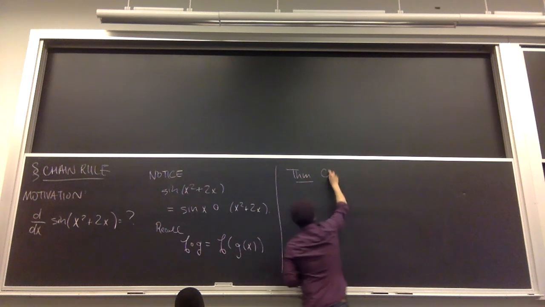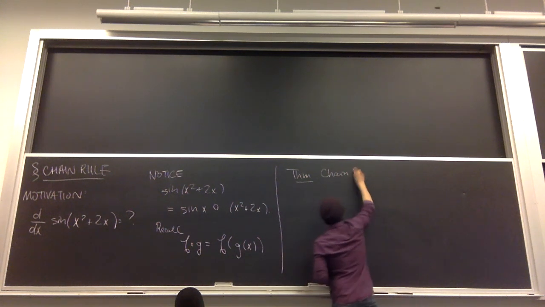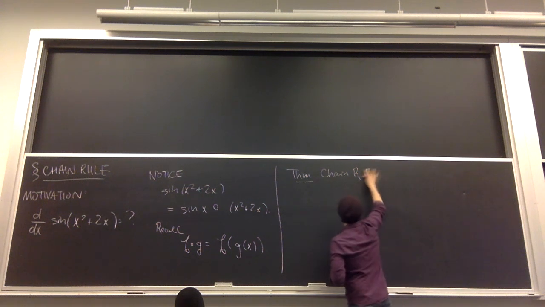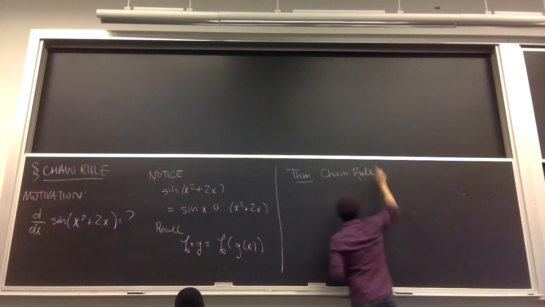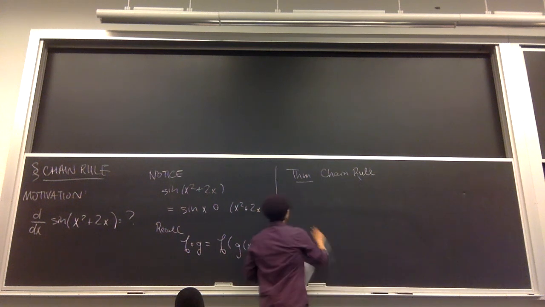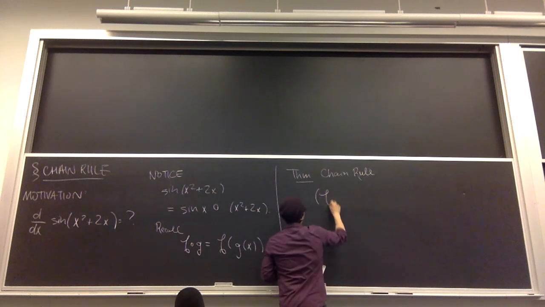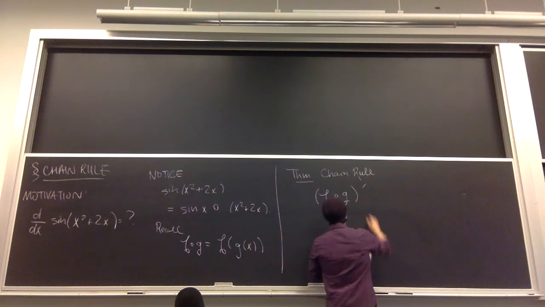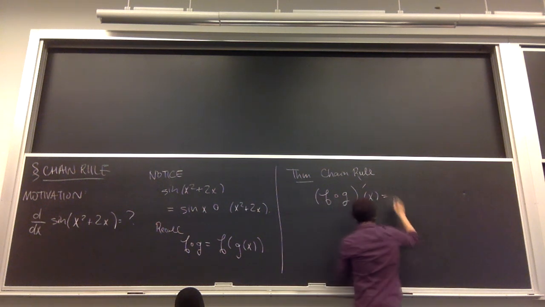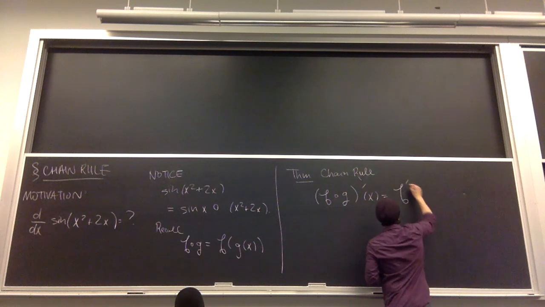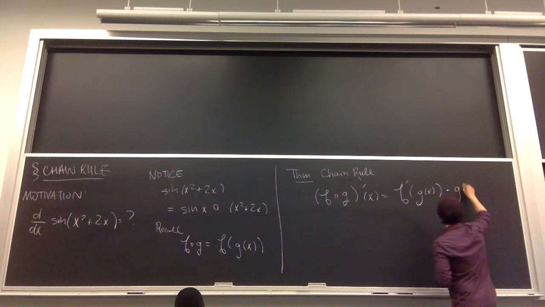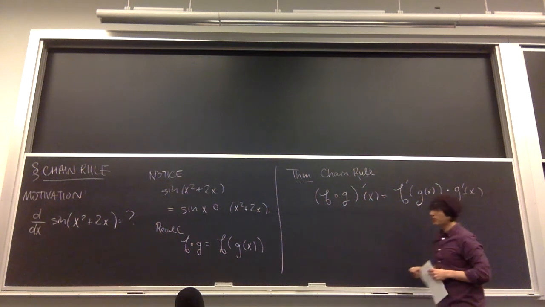So this is called the chain rule, and it looks like this. I'm going to write it in a couple of ways. So (f composite g) prime of x is equal to f prime of g of x times g prime of x. So this is the classical way of writing it.